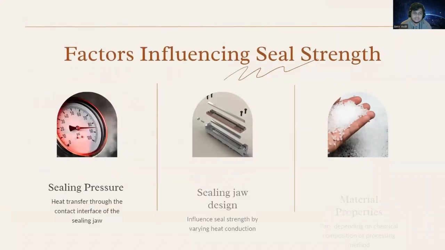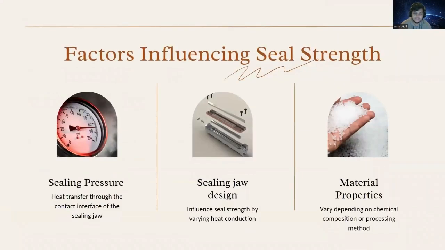So next we'll look at the factors influencing the seal strength. There are three main points, which are sealing pressure, sealing jaw design, and the material properties. For sealing pressure, heat is transferred through the contact interface of the sealing jaw. The sealing jaw itself influences the seal strength by varying heat conditions, and the material properties vary depending on the chemical composition or processing method that is used.